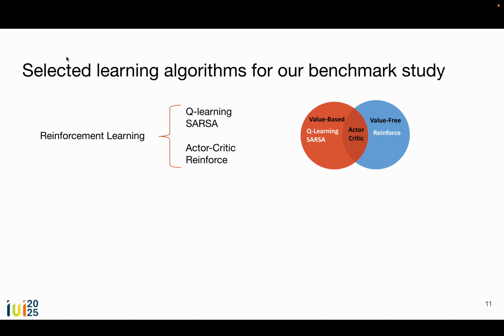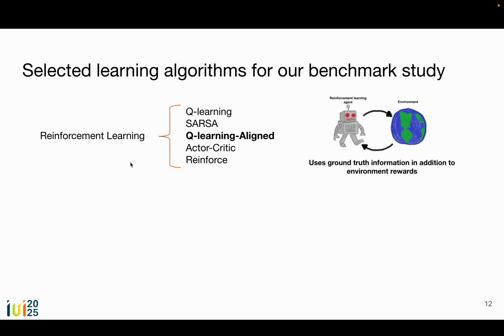Now I will talk about our selected learning algorithms for our benchmark study. As we have already talked about our focus on reinforcement learning algorithm, RL algorithms basically fall into these three categories: value based, value free, and actor critic. And we pick candidate algorithms from each of these domains for our study. We also use Q-learning aligned, which is our modification to the Q-learning algorithm. Basically, it adds the ground truth information in addition to the environment reward.